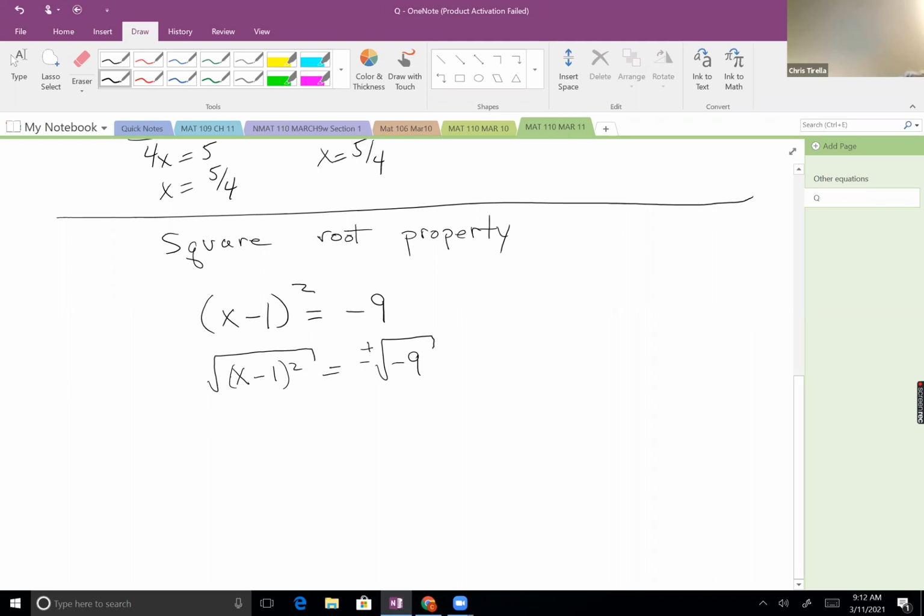On the variable side, because taking the square root is the inverse, the opposite of squaring, it has a net effect of just giving us that base that we were squaring. And the square root of -9 would be 3i, again, because it's negative. So here I'll add 1 to both sides. And I'll get x equals 1 plus or minus 3i. To write them in the solution set, it would be 1 plus 3i, 1 minus 3i.